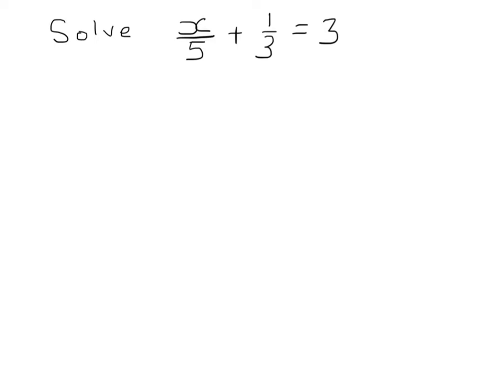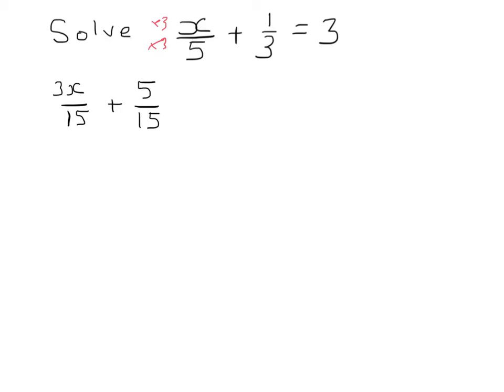So we have a 5 and a 3 on the left-hand side, so the lowest common denominator there is 15. So we want to rewrite our fractions over 15 like this. So for our first term, x over 5, we'll need to multiply the top and the bottom by 3 to give us the equivalent over 15. So this becomes 3x over 15, and in the same way our 1/3 becomes 5 over 15.